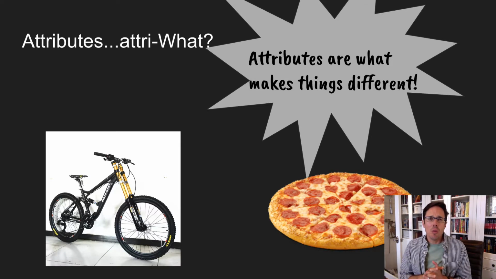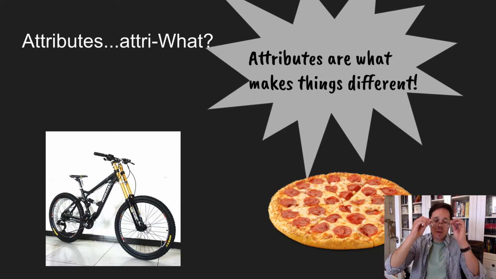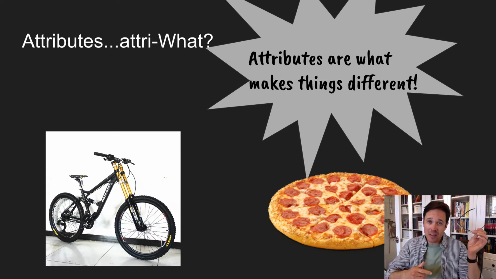All right. When we're thinking about shapes, we really want to start thinking about attributes. And you're like, attra-what? Attributes are things you use all the time. The word attribute is just what makes things different. Like one attribute about Mr. Penny is that I wear glasses.